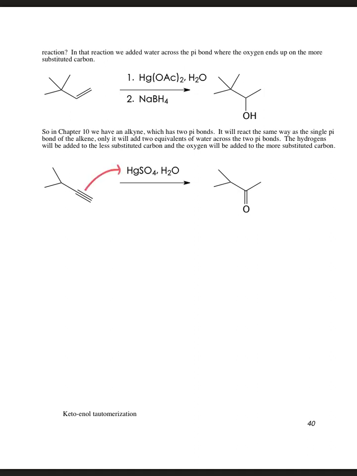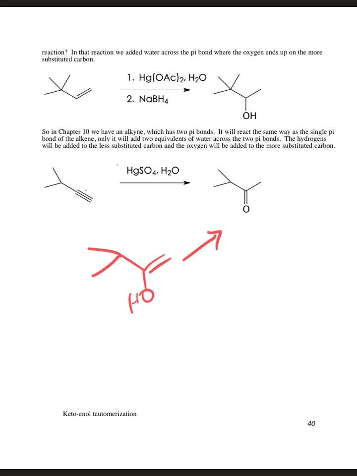Well, let's draw a mechanism for it. The pi bond is going to add the mercury, so you're going to end up with the mercury on the less substituted carbon, with the oxygen on the more, and we reduce off the mercury to get the vinyl, the enol, and then from the enol we can tautomerize it to the ketone form.